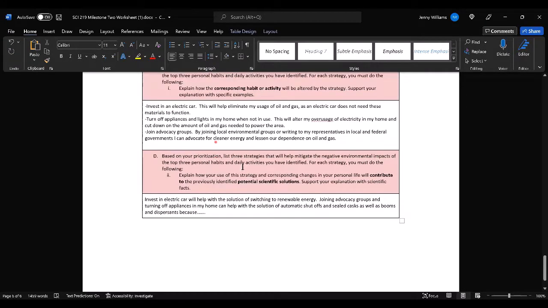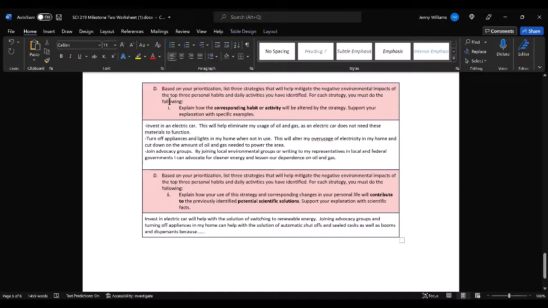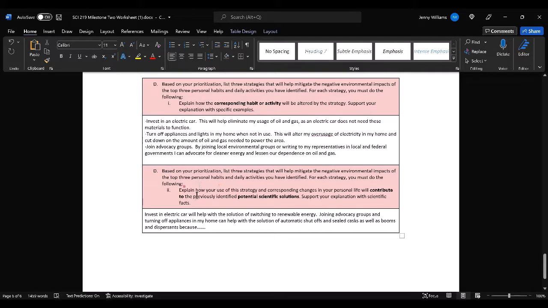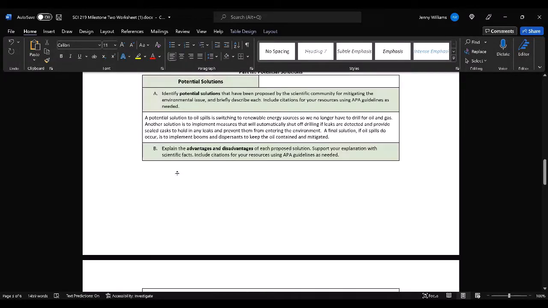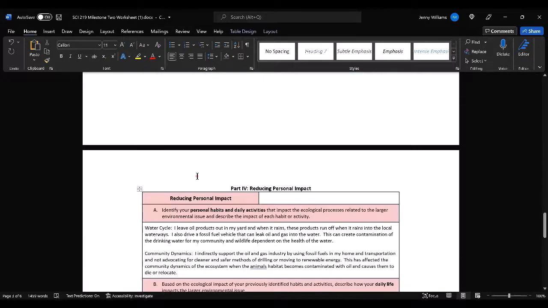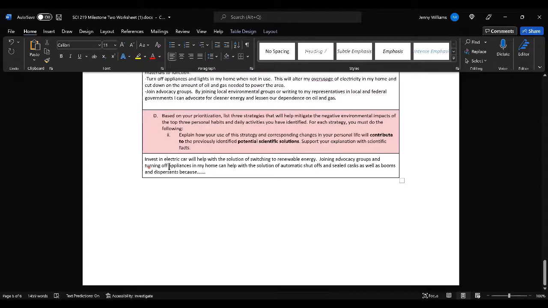Students tend to skip this because they think it's the same thing, but it's not. I know this first part is word for word the same thing, but it says, basically take those 3 strategies and explain how your usage of them in your personal life is going to contribute to the previously identified potential scientific solutions. So that's where you have to go back up to the top where you identified your solutions, and you're going to put them down here. And right, so here was one solution, investing in renewable energy, and then solutions of automatic shutoffs and sealed casts, as well as booms and dispersants, and so on, right?